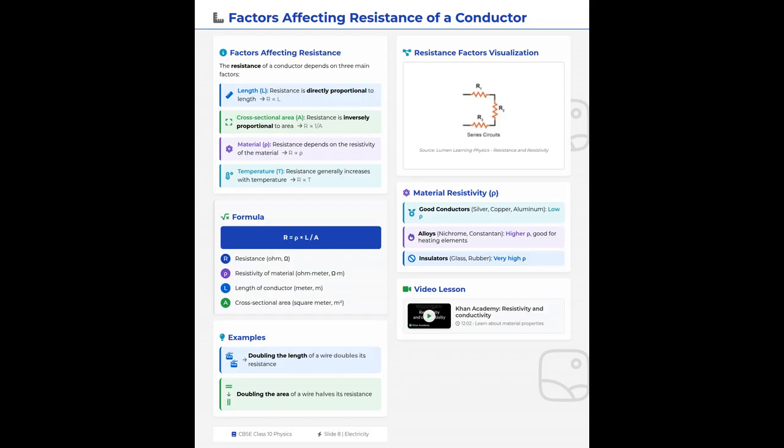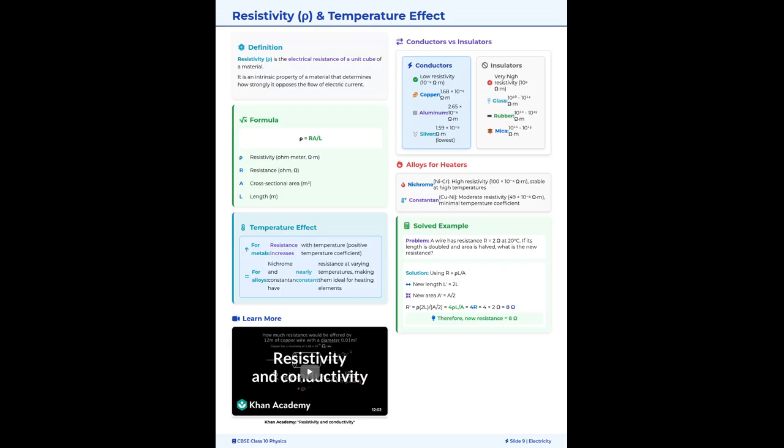But what is this resistance on a deeper level? It's the inherent property of a material to oppose the flow of electric current. Several factors determine a conductor's resistance. Firstly, its length. A longer wire offers more resistance. Makes sense. Secondly, its cross-sectional area. A thicker wire provides an easier path, so it has less resistance.